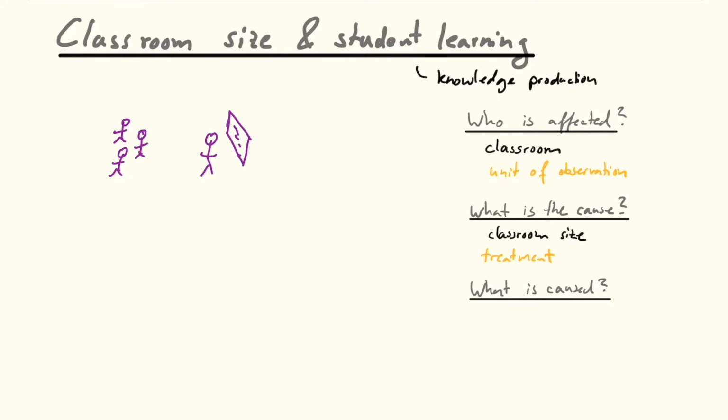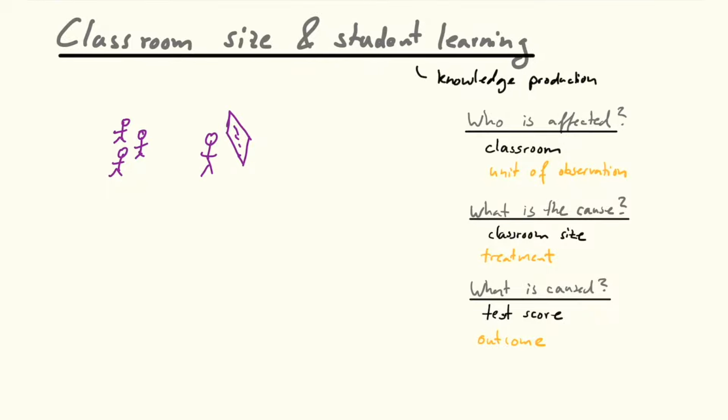More pragmatically, why would we be interested in learning the effect of something that we can never change anyway? What is cause in our example? Yes, it's student learning. Let's say student learning is reflected by test scores. Economists call the variable that is affected by the cause the outcome.